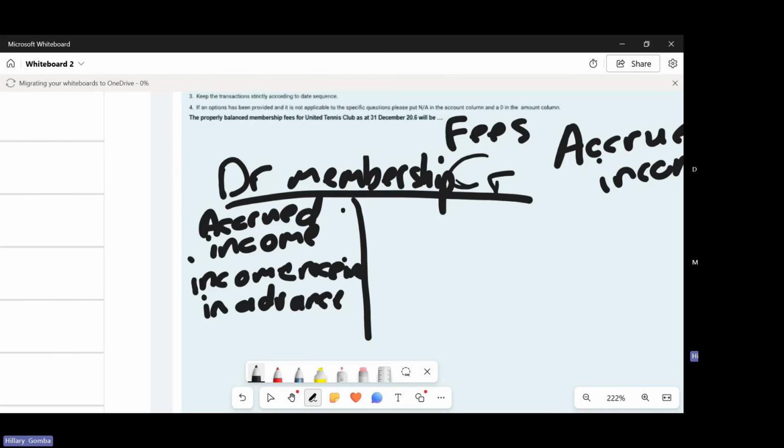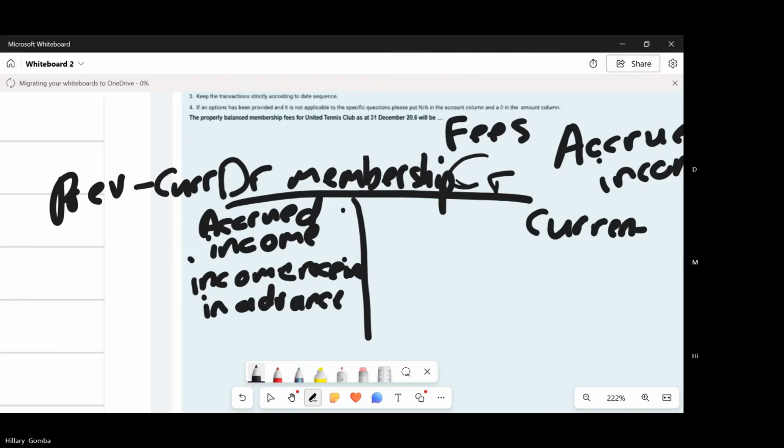This on the left, which is the debit side, is the previous year and current. And then on the credit side is the current and next year. So the debit side is your previous year to current year, and then the credit side is your current year to next year. Do you understand? Okay.